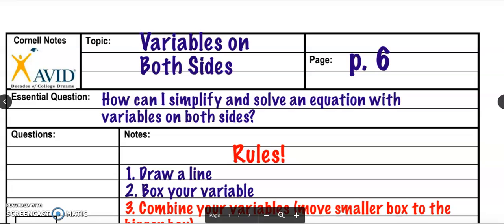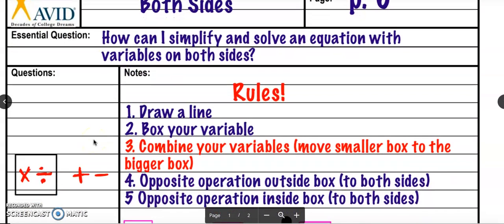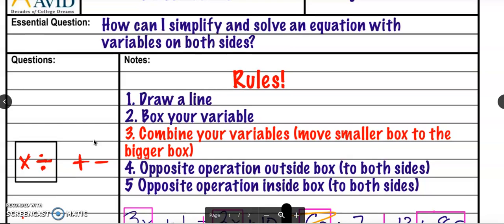So these rules are going to look very similar to the ones for our two-step equations. So we're going to draw a line and box our variable. That does not change. The only new thing for 8th grade is that we are going to combine our variables, meaning we're going to move the smaller box to the bigger box. And I'll show you what that looks like in just a second.